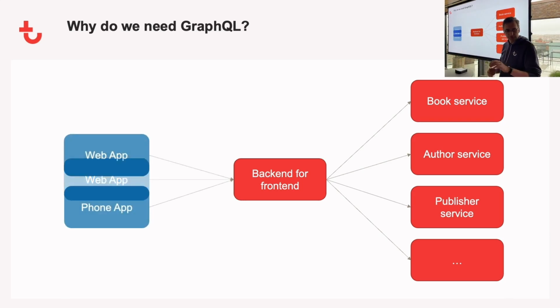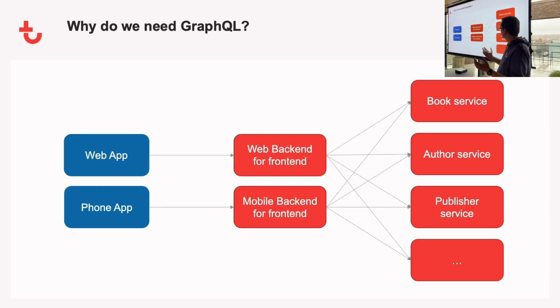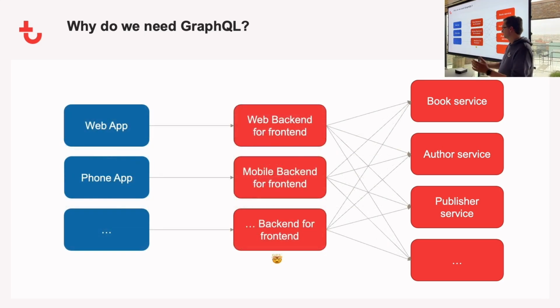That works okay for some time, and then you start adding more clients. Maybe you try to use the same BFF, but it probably fails because the requirements of the web app are not the same as the requirements of the mobile app. And then you split it out, you end up having a BFF for the web app and a BFF for the phone app. Again, as time goes by, maybe you have an internal tool that you also need to connect, so you have all kinds of different clients. So you end up with a lot of backends for frontends, and they all need to be maintained.